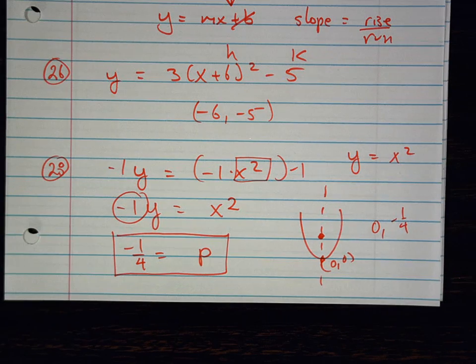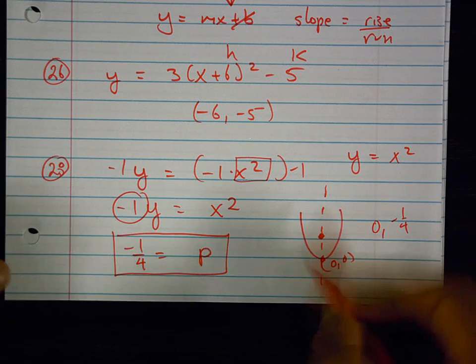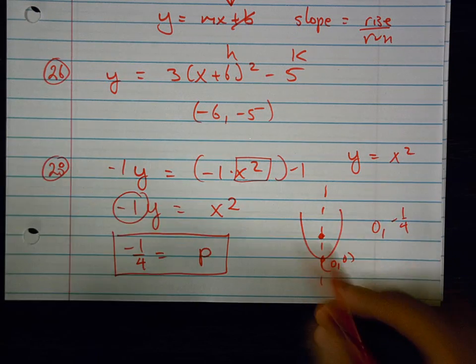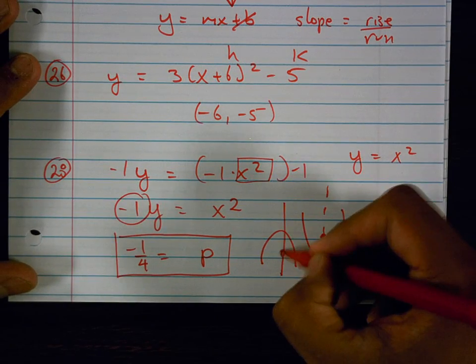Let me just double check that answer. 28 is D. So it looks like the parabola actually would have opened down. I just kind of threw that picture together trying to give you an idea where it could be, because your focus can also be inside the parabola. It's going down. All right, 30.